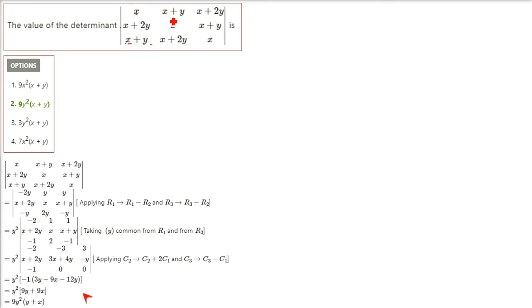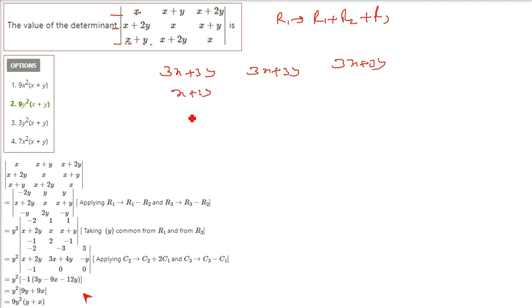So what I am trying to do here is something different. I am going to add all 3 rows, because it is going to come as 3x plus 3y. So R1 I am going to change as R1 plus R2 plus R3. So you get 3x plus 3y. X plus x is 3x, plus 2y, and y is 3y. Similarly here also, 3x plus 3y. So you get x plus 2y here, x plus y, x plus 2y, x plus y and x.